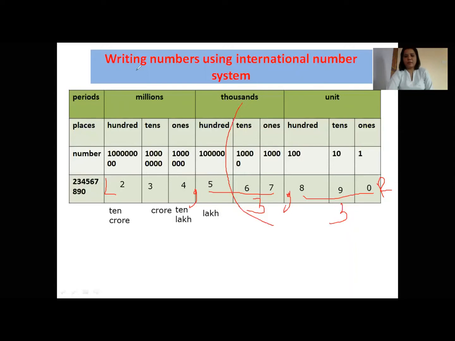Now we read the number in the international system as 234 millions, comma, 567 thousands, and 890.